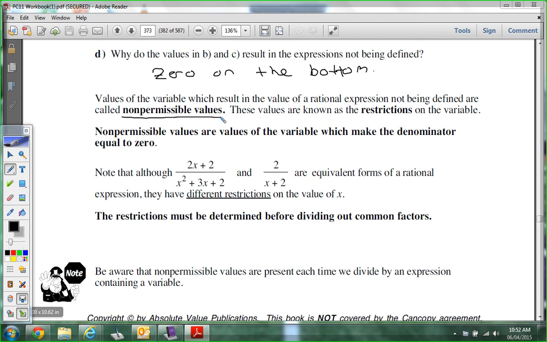Does that make sense? So non-permissibles, again, what causes 0 on the bottom? And the non-permissibles are your restrictions. So the restrictions is just, from our warm-up, the domain. You would just say x can be all real numbers except for the non-permissible values. So for this one, x can be all real numbers except negative 2 and negative 1. For this one, x can be all real numbers except negative 2. That's how you'd state the non-permissible values and the restrictions.